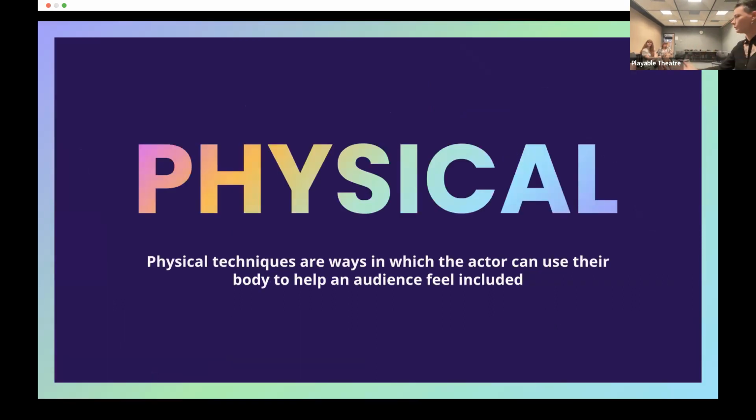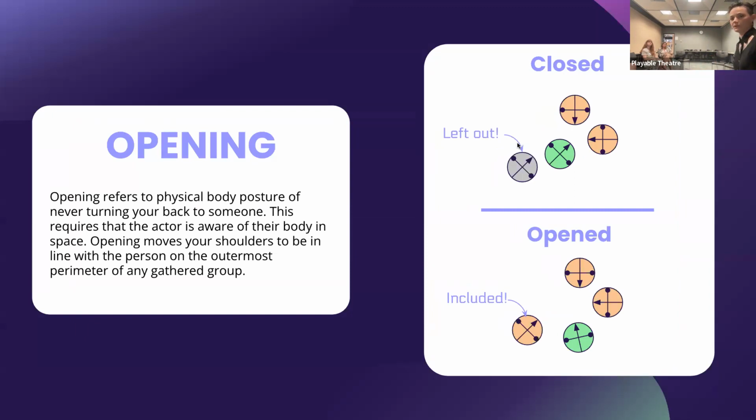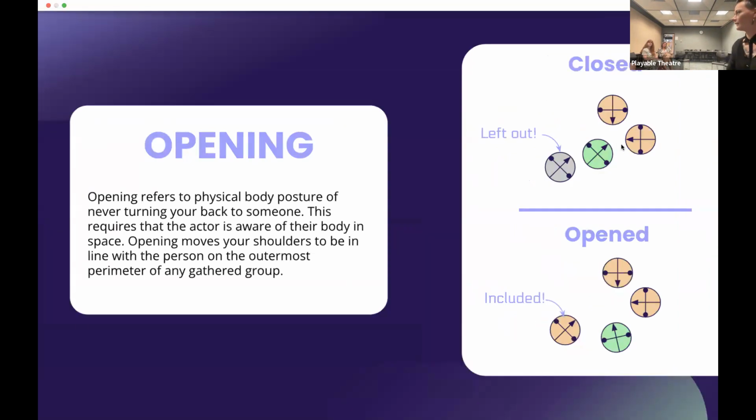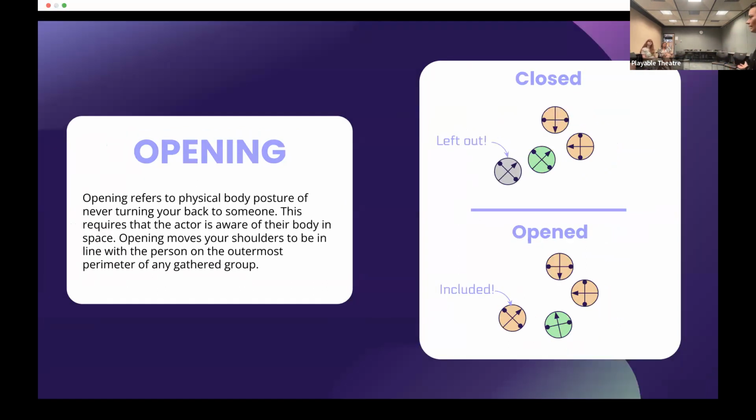I'm talking about actual movement, things that you can do physically to use your body to help an audience feel included and help them understand what's going on. The first technique is called opening. This refers to the posture in which you are standing in order to ensure that other people are included in the scene. In the top diagram, this is an example of closed, where our actor is the little dot in green. This person here is now left out. The actor has squared their shoulders with just two people, and that means that the person behind them is left out. You can fix this by making sure that your shoulders are squared with the person on that outermost perimeter. That way everybody's included.